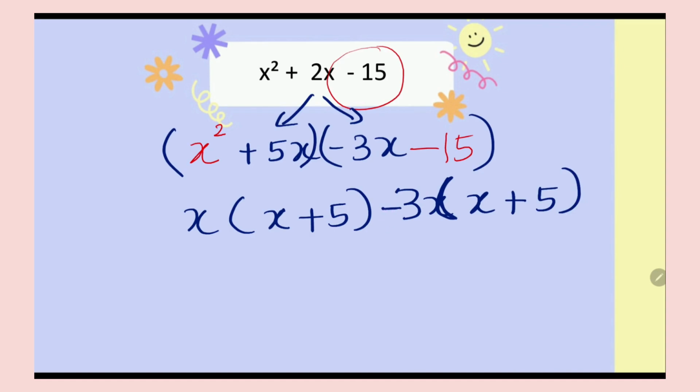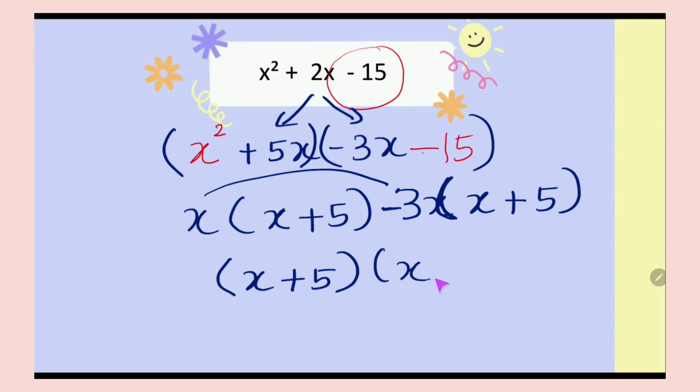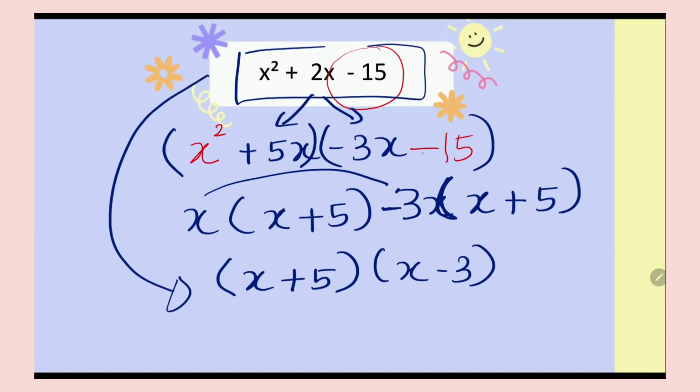See, a negative and positive will make a negative. Negative 3 into positive 5 will make a negative 15. So here we have x plus 5 as common, so we'll take it like this, and x minus 3, these two. So the factors of this quadratic expression will be this.